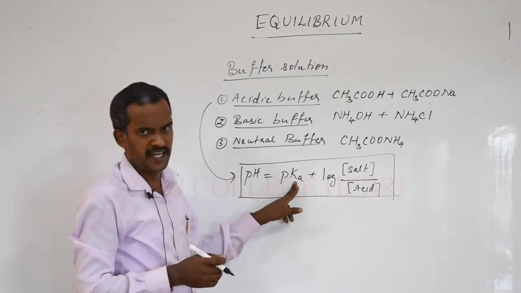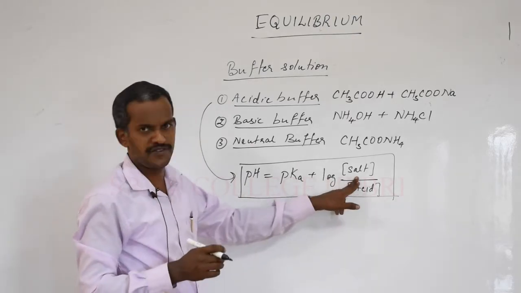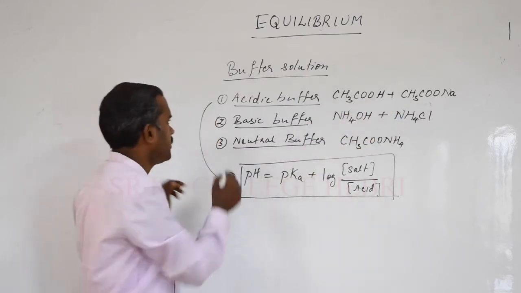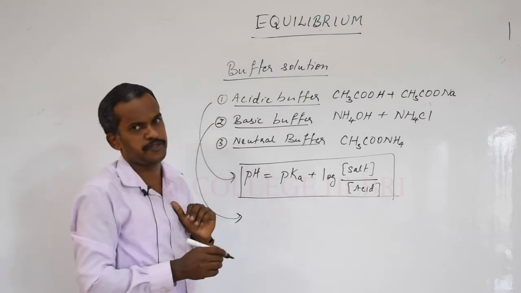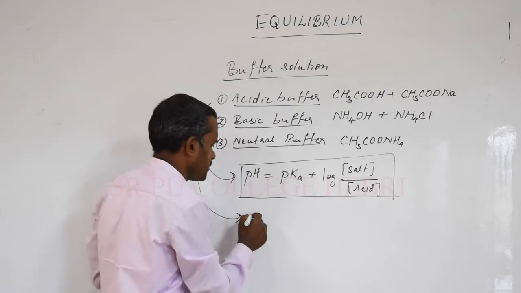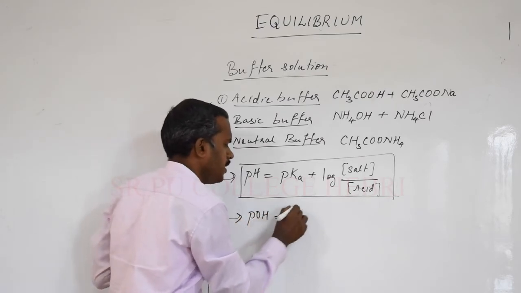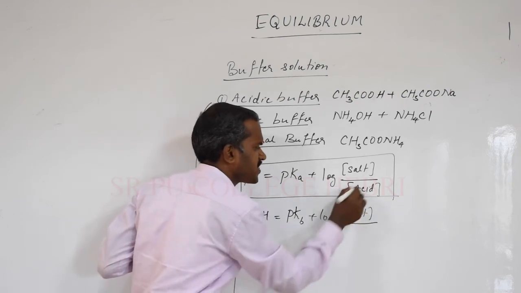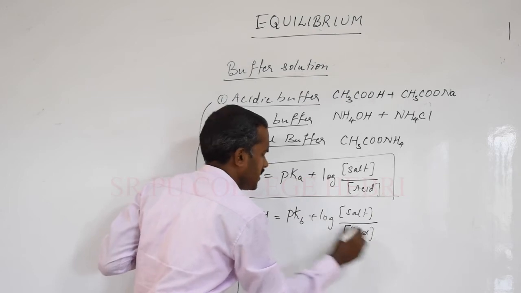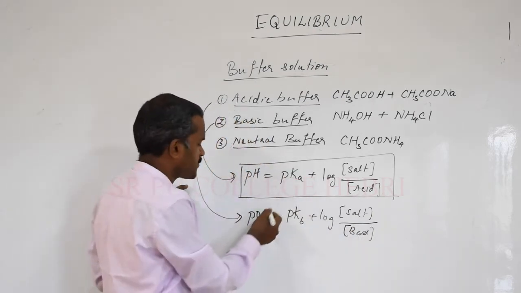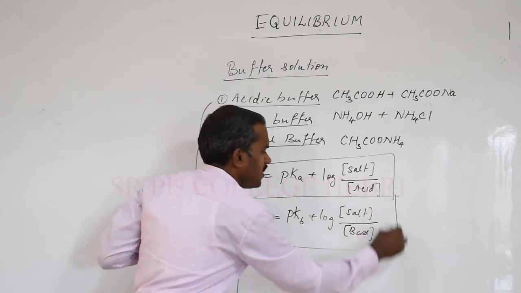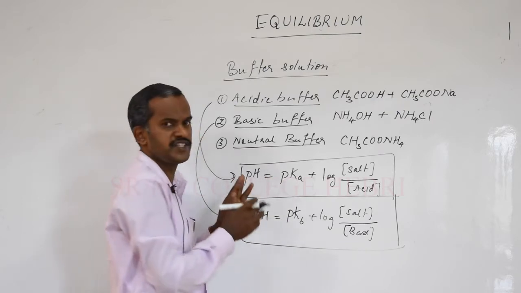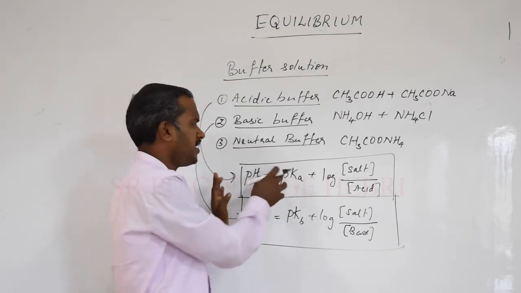You know that pKa is minus log to the base 10 of Ka. Salt concentration will be given, and we know the salt contains a common ion. Acid concentration will be given. For the basic buffer, a very similar expression is there, also the Henderson-Hasselbalch equation: pOH is equal to pKb plus log of concentration of salt by base. It almost remains the same, but instead of acid it is a base; instead of Ka we say Kb, instead of pH we say pOH. So these are the two expressions you can use in the calculation of pH and pOH.